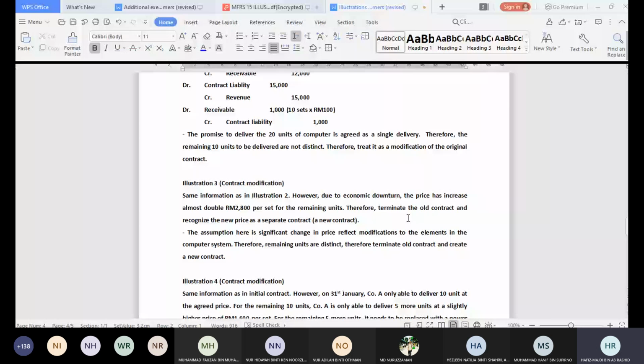It's also the same in the third, but we assume it to be distinct now because there is a significant change in the requirement of the remaining 10 units. That is basically the assumption in illustration 3. So that's why we need to terminate. We cannot just modify the initial contract. We need to write a new one, and that's why we terminate it first and then write a new one to reflect the new criteria of the remaining 10 units.